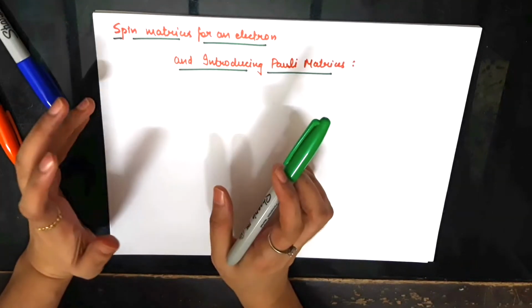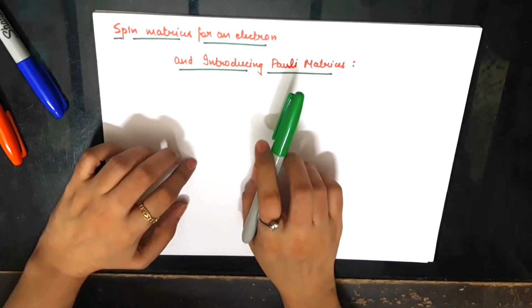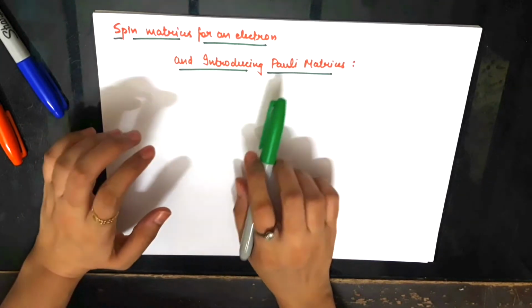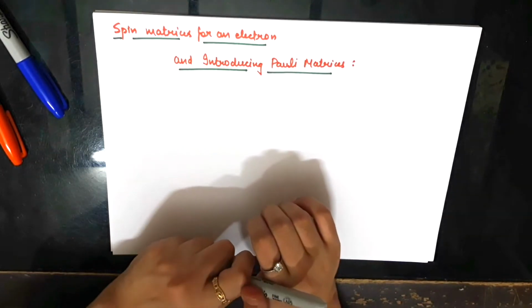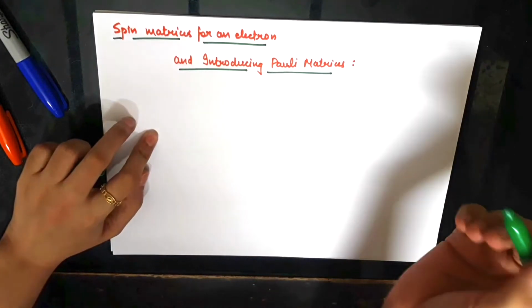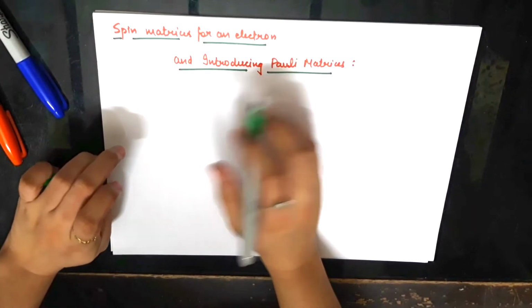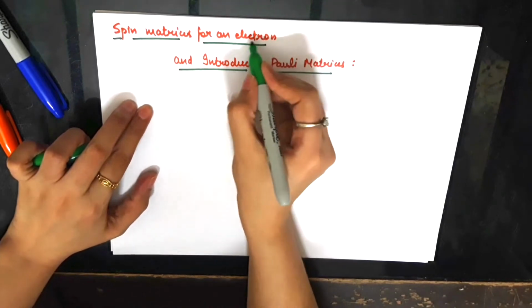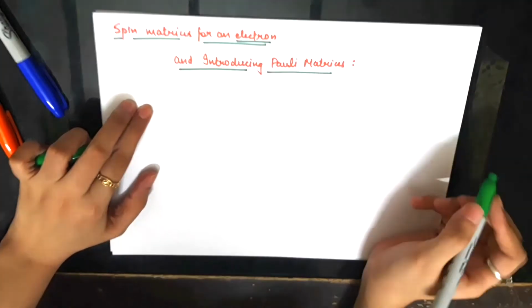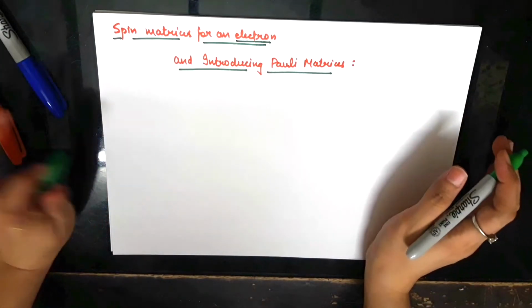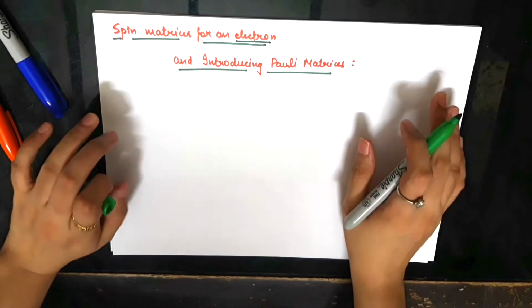So, welcome back to this series of tutorials on spin in quantum mechanics. And in this video, we'll be seeing what should be the form of spin operators, or the form of matrices corresponding to the spin operators for an electron. And we'll be introducing the very exotic Pauli matrices in this video.